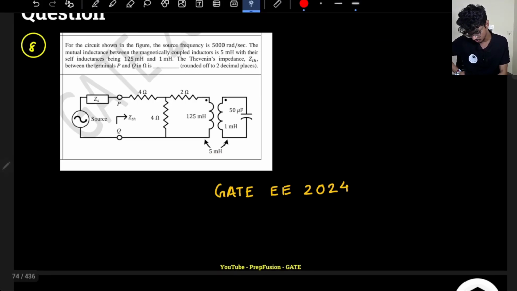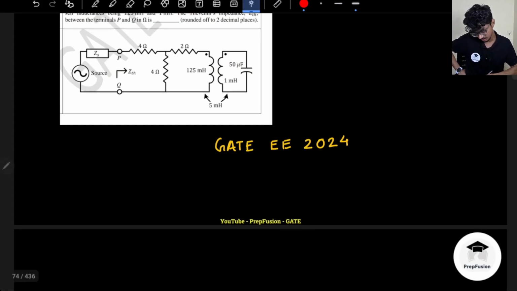For the circuit shown below, source frequency is given, the mutual inductance between the magnetically coupled coil is also given, their self inductance also is given, the Thevenin impedance seen from the source. Very simple. They are asking me to find out the Thevenin impedance seen from the source. So either you can refer this impedance here, or you can directly solve. Both ways work, whichever one is suitable to you.